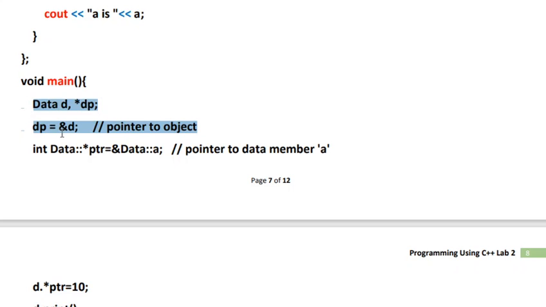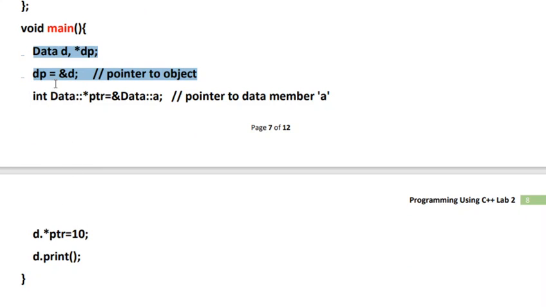Now this is just for your understanding. Here in this particular program we have not made use of DP as such. What we have done is we have included the declaration statement and the assignment statement of the pointers. Here we have declared a pointer to a data member A.